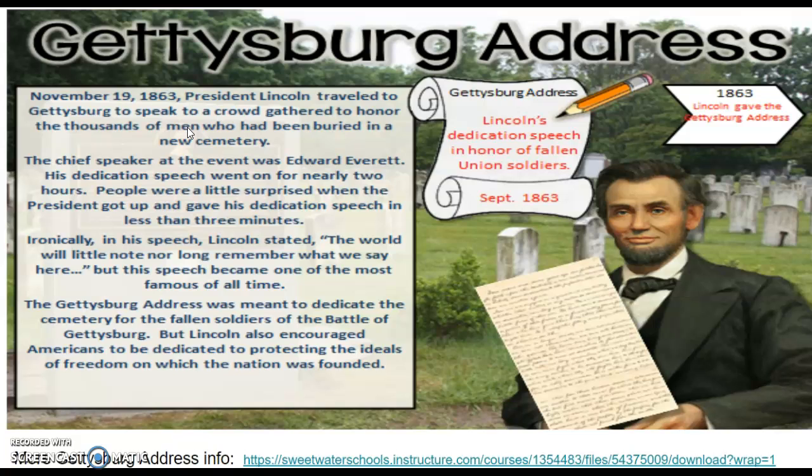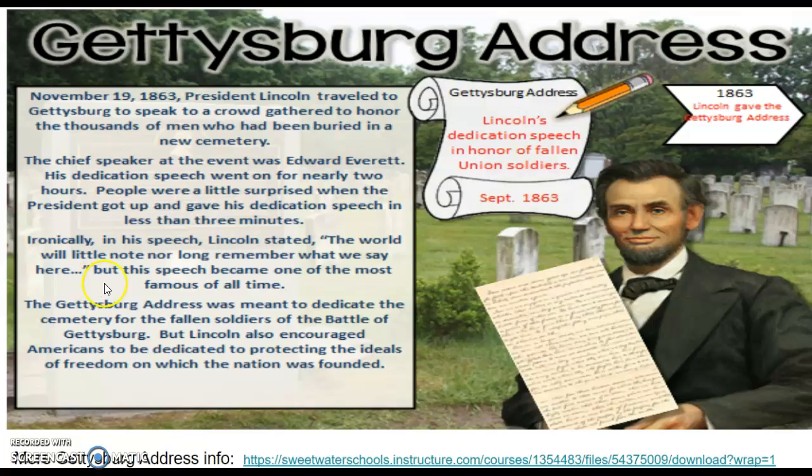So people were kind of surprised that the President of the United States would just go up there and speak for about 2 minutes. But ironically, this speech would be known as one of the most famous speeches a president has ever given in the history of the United States, frankly. So ironically, here Lincoln stated that the world will little know nor long remember what we say here.